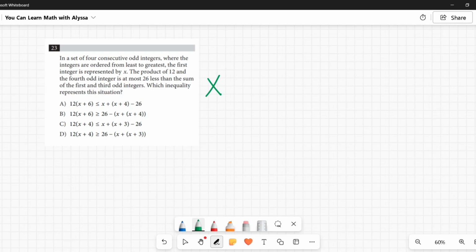That's one of those where I suspect a lot of people's eyes start glazing over. All right, let's set up our little descriptors, I should say, of our integers. Okay, so we have our first integer, we have our second, our third, and our fourth, and they are all odd integers. So how do I get from a number to the next odd integer?